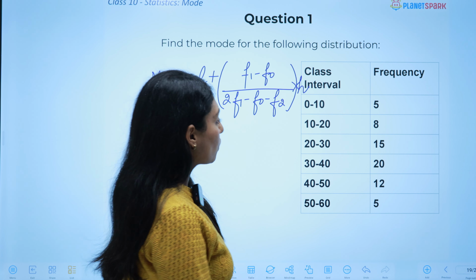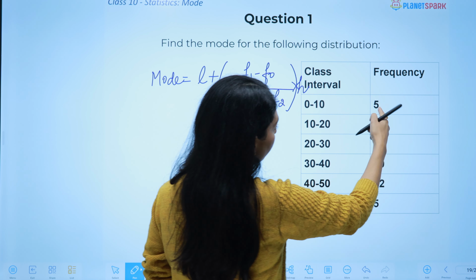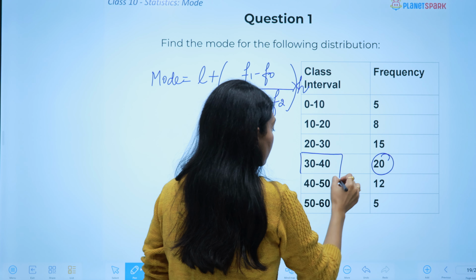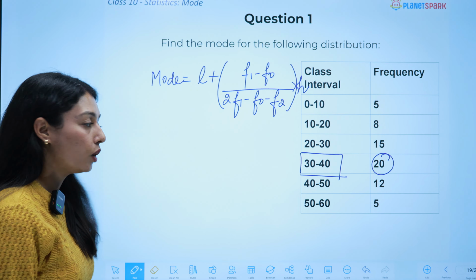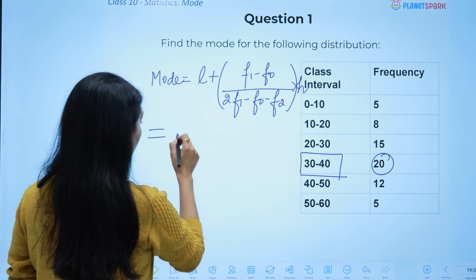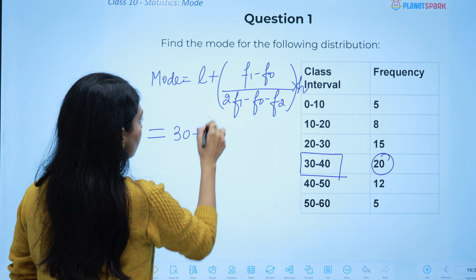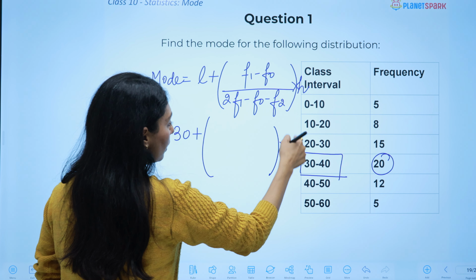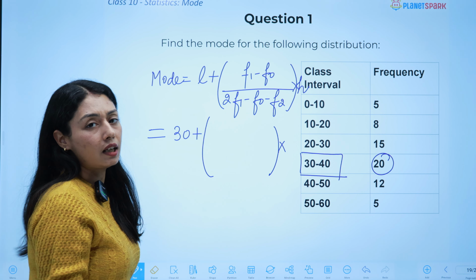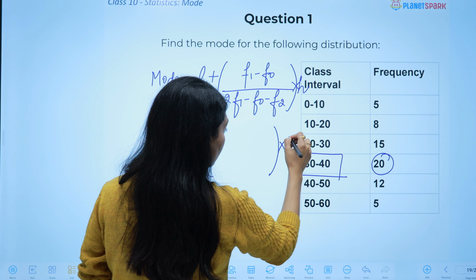So let's do that. First of all, we'll look for the maximum frequency here. 5, 8, 15, 20, 12, 5. This is the maximum. So this becomes the model class. Okay, let's plug in all the values here. The lower limit of the model class 30 plus, lastly the class size is 10 minus 0, 10, 20 minus 10, 10, 30 minus 20, 10 and so on. For model class as well, right?